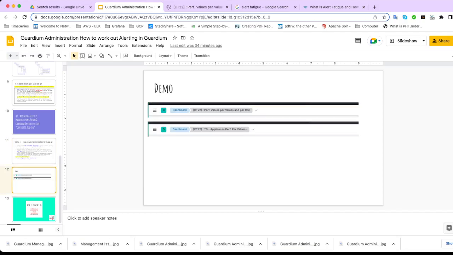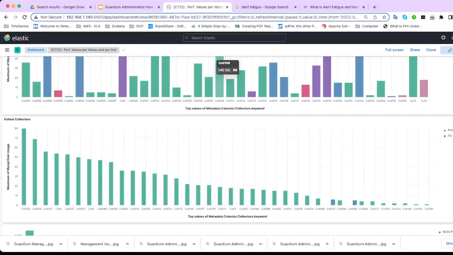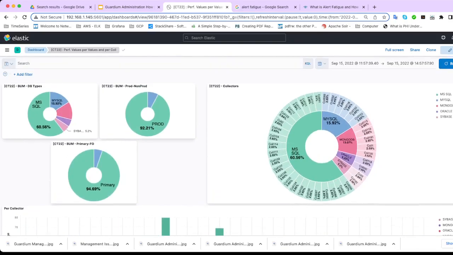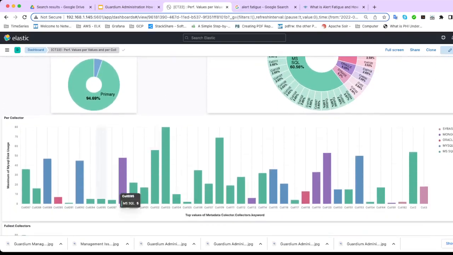So I'm going to show you just two examples of dashboards. I've got some videos on these that are more detailed, so here I'm just going to show you those two. Let's start with this one. For those who have watched my video previously, they're going to recognize the metadata. And this is the MySQL disk usage for each collector, and the maximum over a period of time.